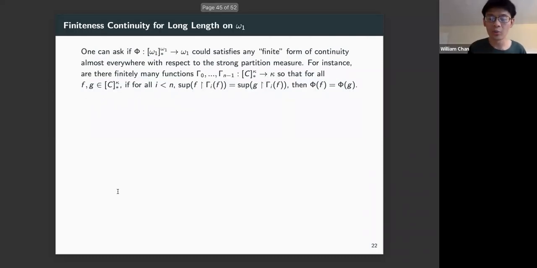Okay, so now we have a couple of continuity results for functions on strong partition spaces.